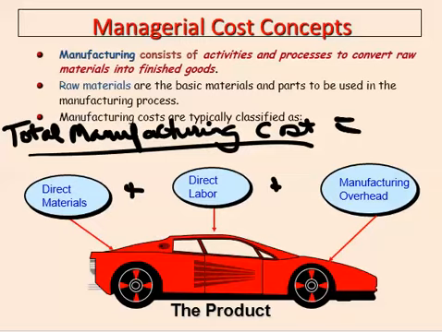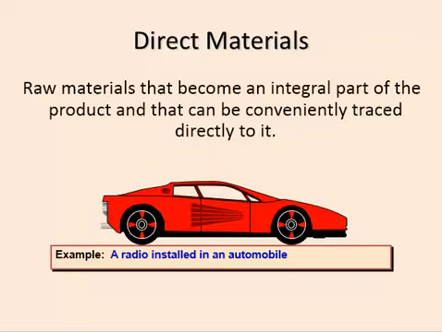Let's look at each one of those components in a little bit more detail. So direct materials are raw materials that are going to become an integral part of the finished product whose cost can be conveniently traced to it. Great example here is a car. Everybody's familiar. It says a radio. So you can think of all the parts and pieces that go into building a car, and all of those would be considered direct materials. You've got tires, you've got wheels, you've got lights, you've got steering wheels, engines, seats, all those different types of items.